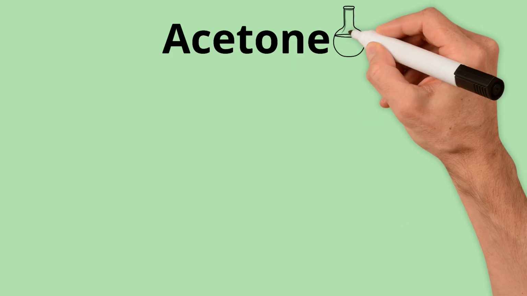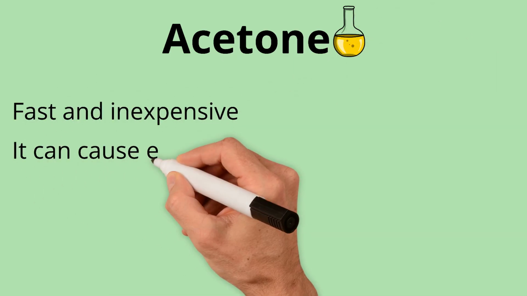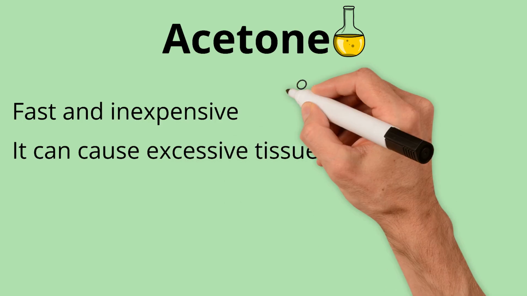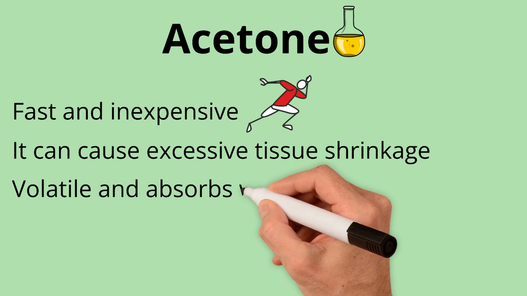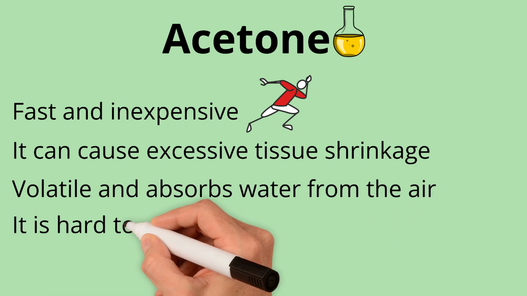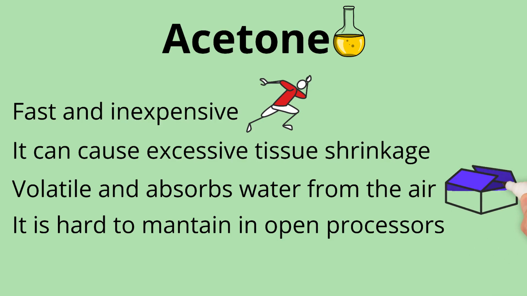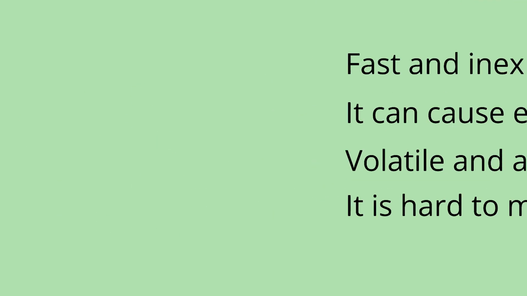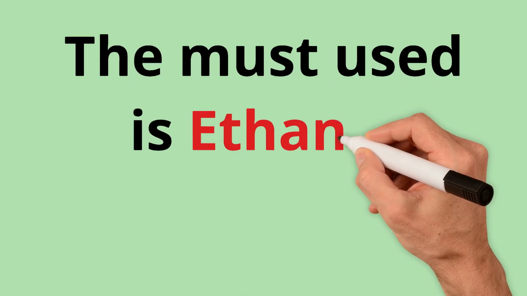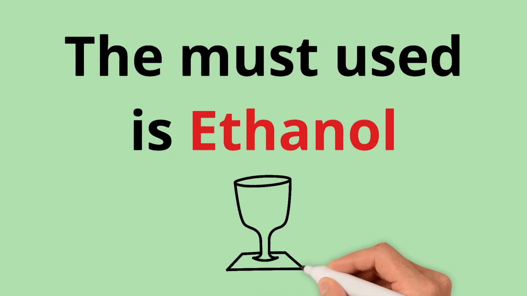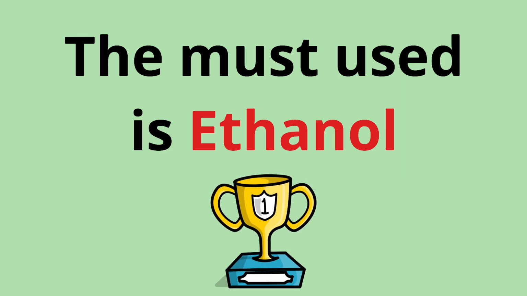Acetone is fast and inexpensive, which makes it very popular, but it can cause excessive tissue shrinkage. It is really volatile and it absorbs water from the air, so in open processors, the levels are hard to maintain. It is also a highly flammable reagent, so each of these dehydrants has its own pros and cons, and depending on the situation, you might use one over the other. But in my experience, in all labs that I've worked, they use ethanol.